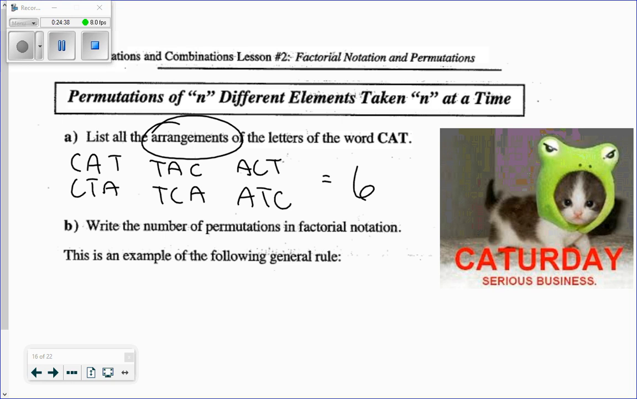So what would this be in permutation notation? We have 3 letters, and we are arranging 3 of them. 3P3. It's exactly the same as the security code question from the last page.